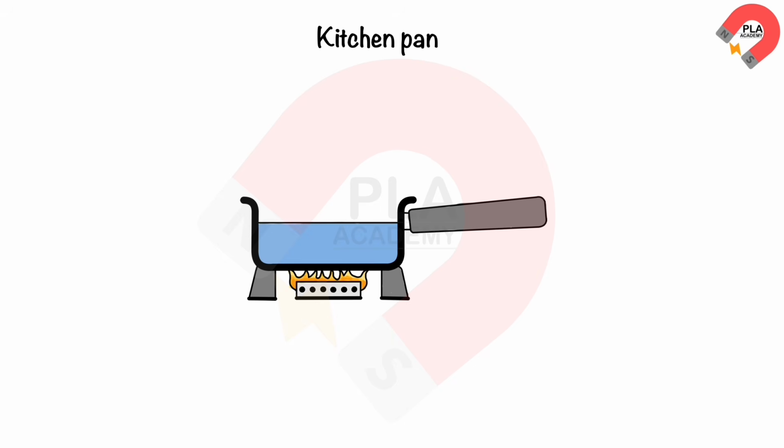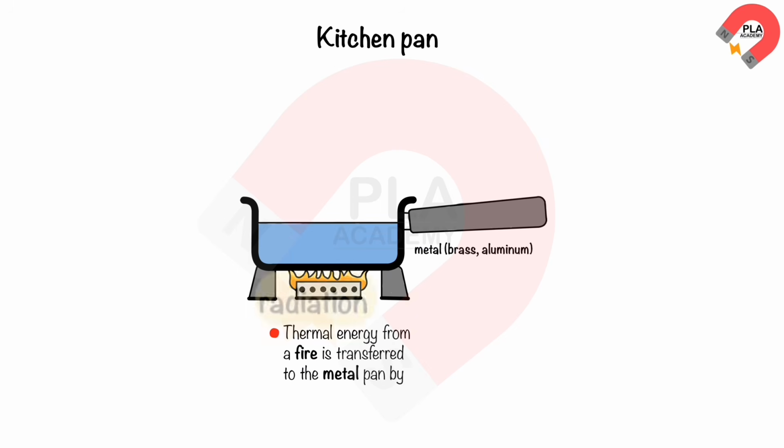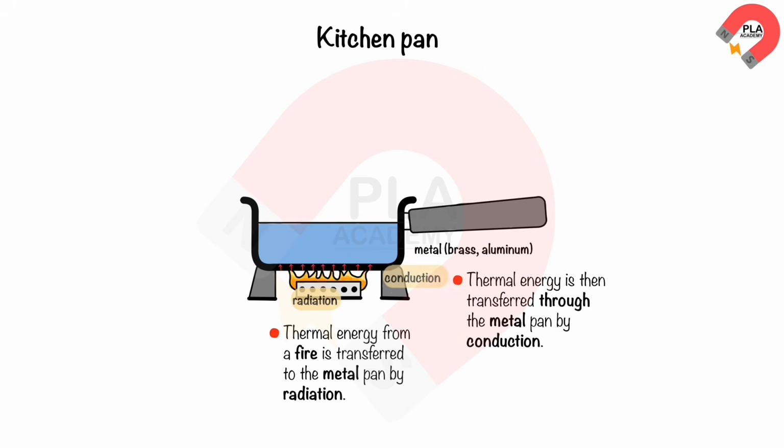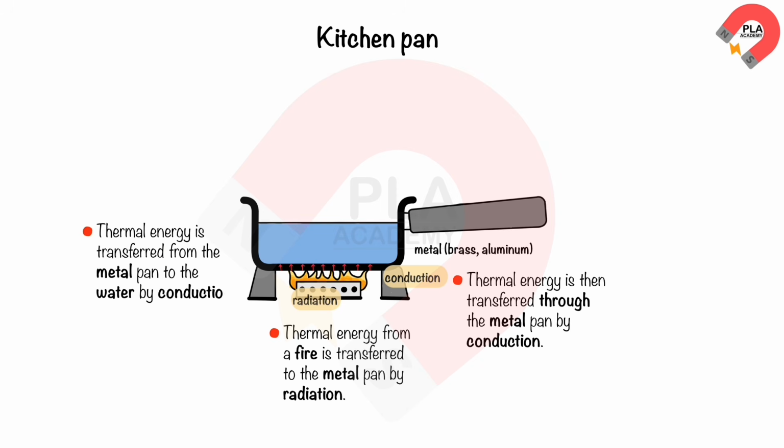Kitchen pan. The kitchen pan is heated using a fire as shown. The kitchen pan is made of metal, such as brass, aluminum or others. Thermal energy from a fire is transferred to the metal pan by radiation. Thermal energy is then transferred through the metal pan by conduction. Thermal energy is transferred from the metal pan to the water by conduction.